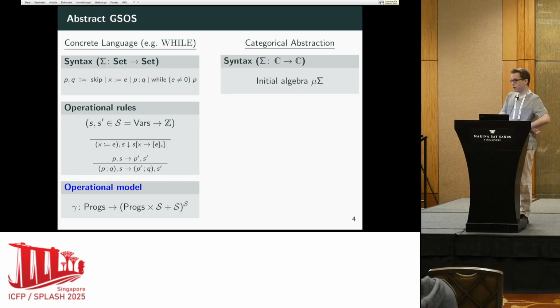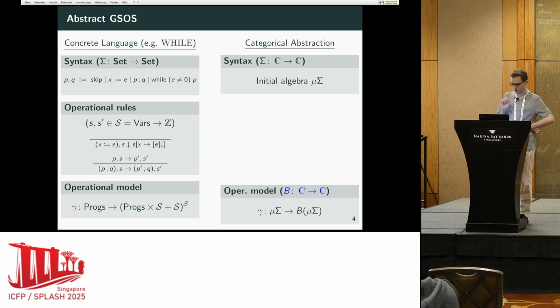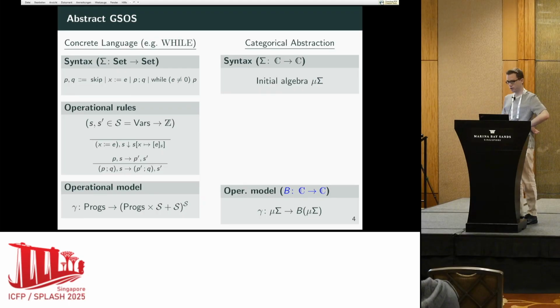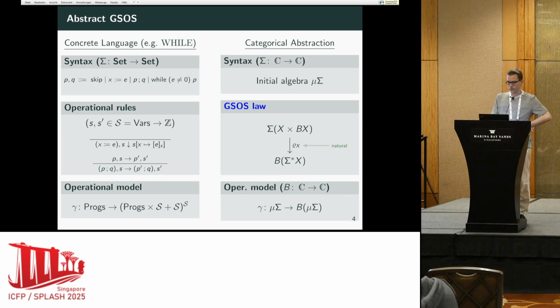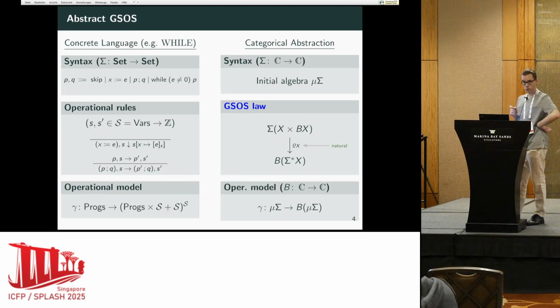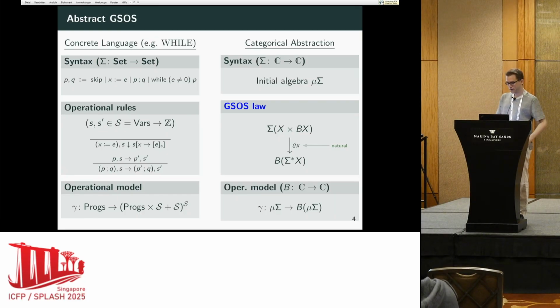The operational model can then be abstracted to a coalgebra for a suitable behavior functor B. So it's just a coalgebra on this object, mu sigma of program terms. And crucially, the operational rules can be modeled using this notion of a GSOS law, which is a natural transformation of this kind.